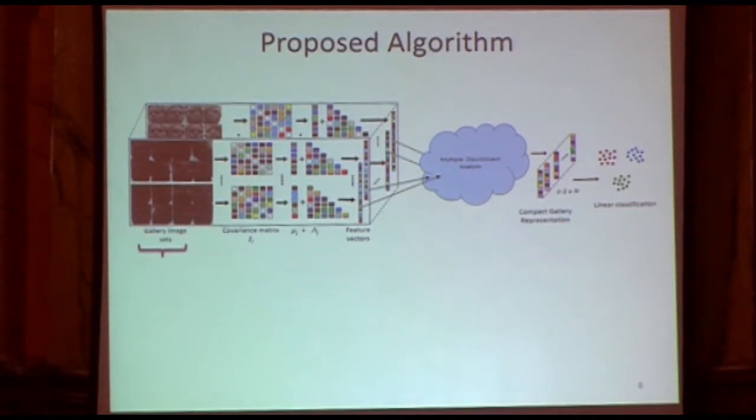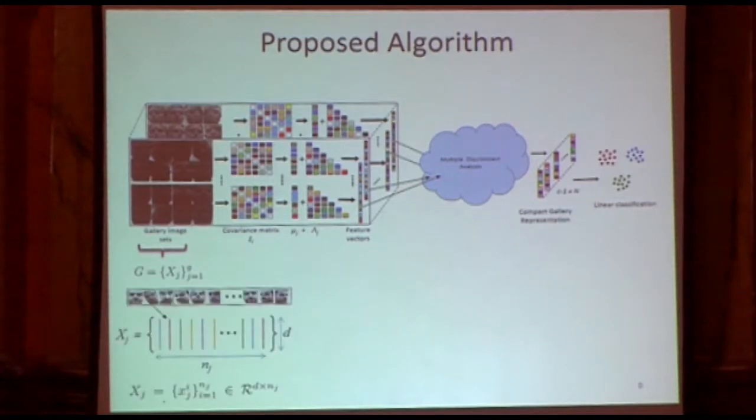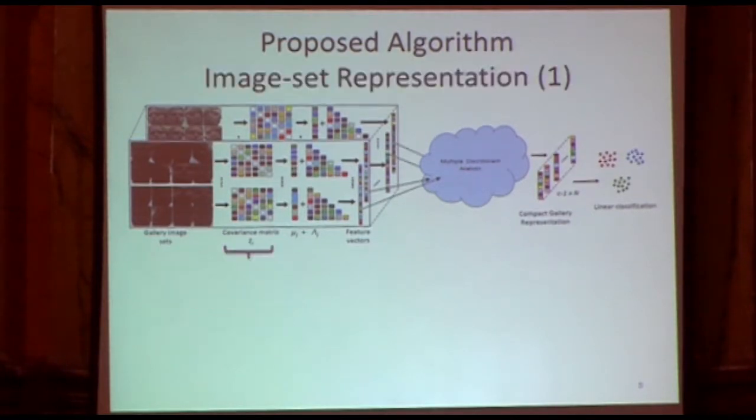Let's say we have a gallery consisting of image sets belonging to C different classes. For each image set j, we have a matrix, let's say Xj, whose columns are the vectorized images of that set. We capture the first order statistics of the set using the mean, and the second order statistics using the sample covariance matrix. As the covariance matrix is symmetric, not all of its elements are unique.